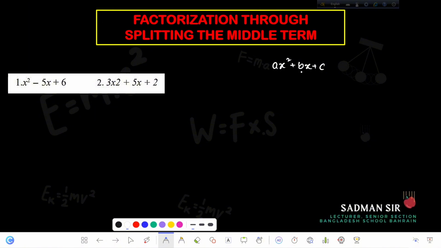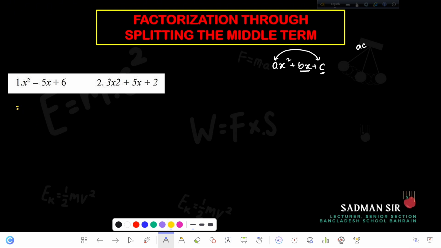Now which one is the middle term here? That is this one. So this middle term we need to split in such a way that when we multiply the parts, the multiplication should be equal to a into c. It should be equal to ac, not only c. Now, this all might look a little bit confusing, but when we solve one of the problems that we have right here, inshallah it will be clear. So let us start solving this problem.